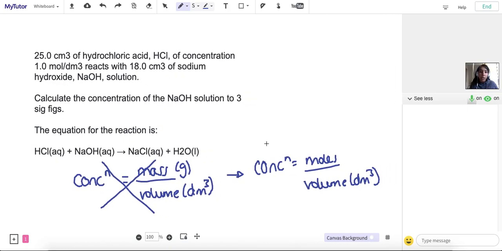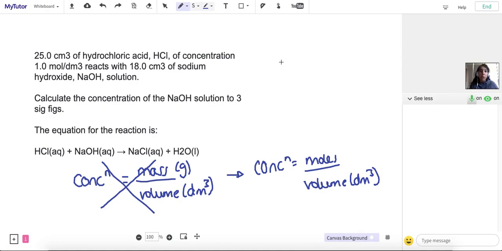So the first thing we need to do then is to calculate the number of moles of hydrochloric acid. And that's because if we want to calculate the concentration of sodium hydroxide, we need the number of moles of sodium hydroxide. At the moment we only have the volume. So to calculate the number of moles of sodium hydroxide, we need the number of moles of hydrochloric acid, and then we can use our balanced equation to calculate the number of moles of sodium hydroxide.